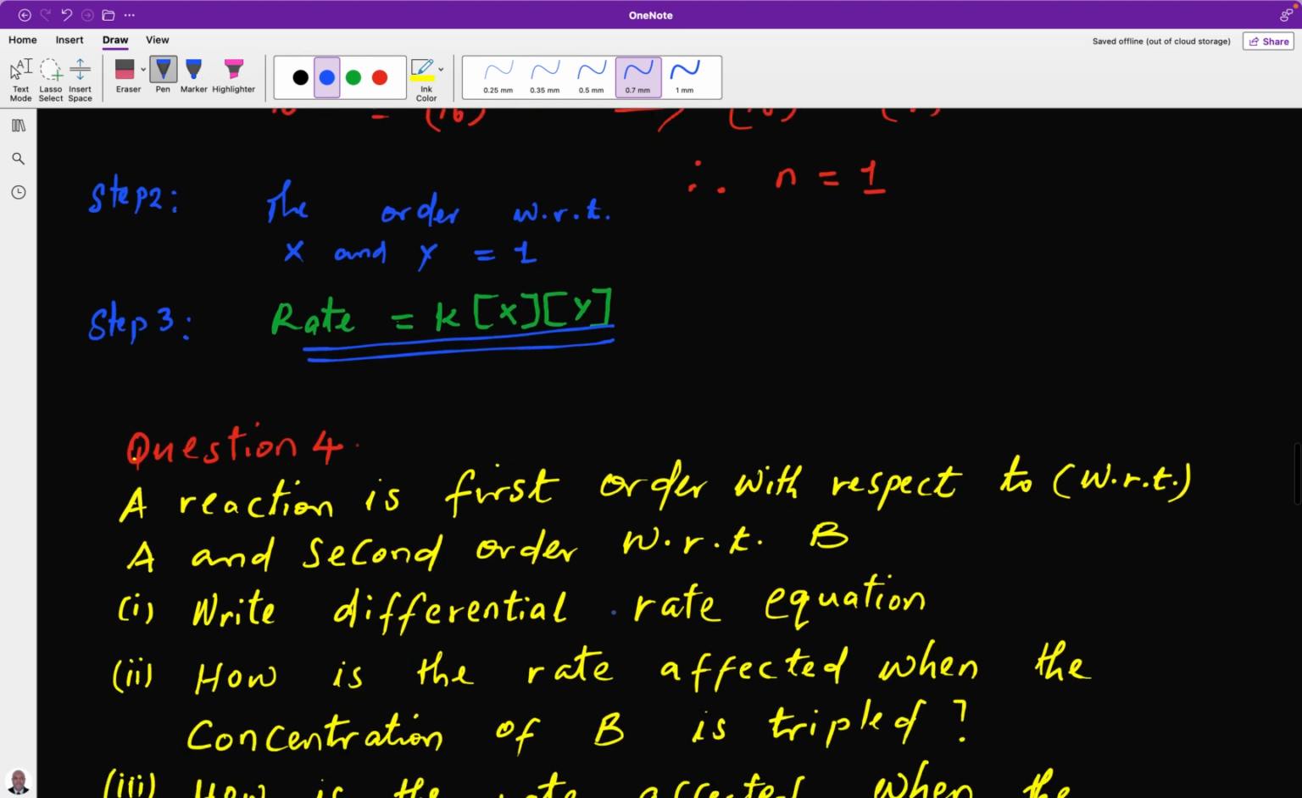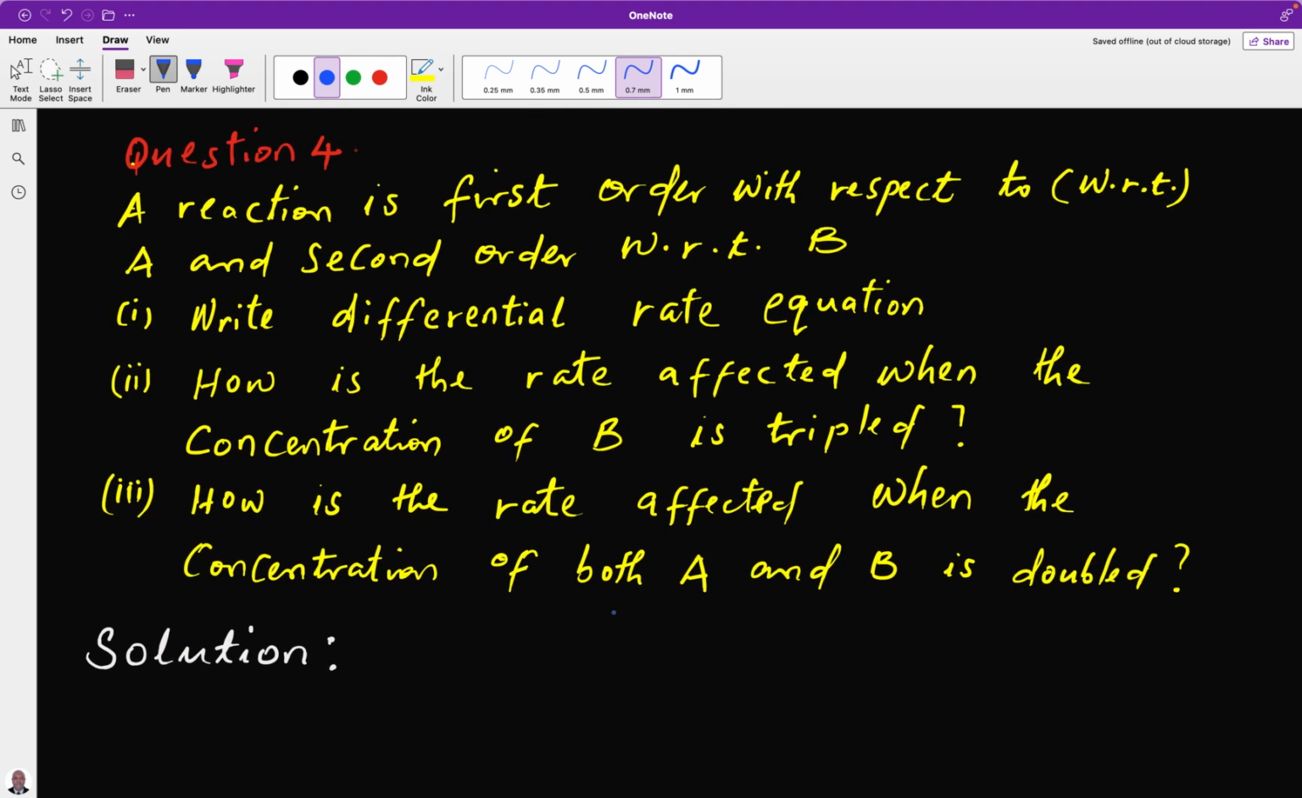Question number 4. In question number 4, we are told a reaction is first order with respect to A, and second order with respect to B. Write the differential rate equation. It's very simple. First order with respect to A and second order with respect to B. Write the differential rate equation.